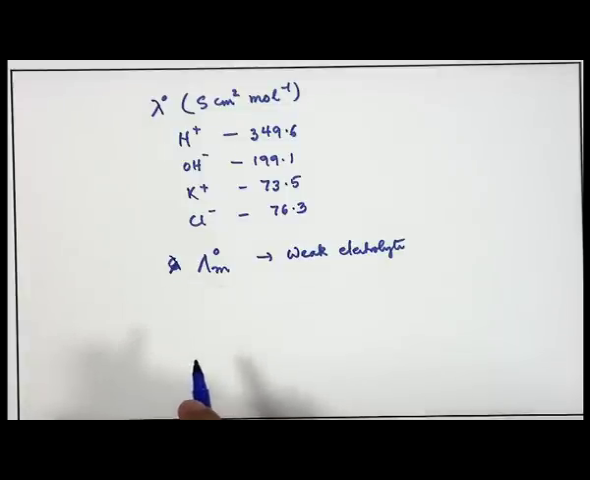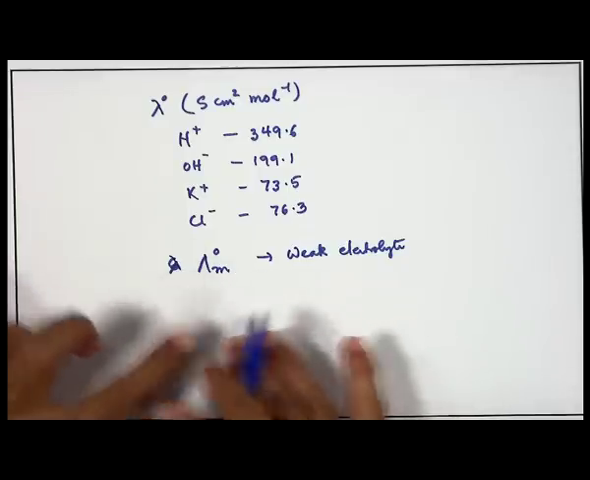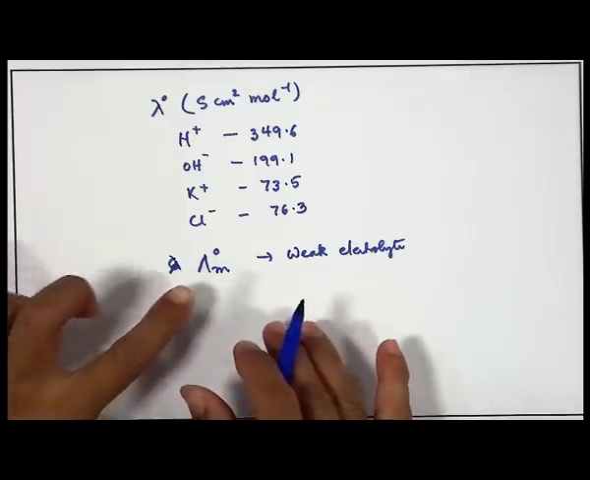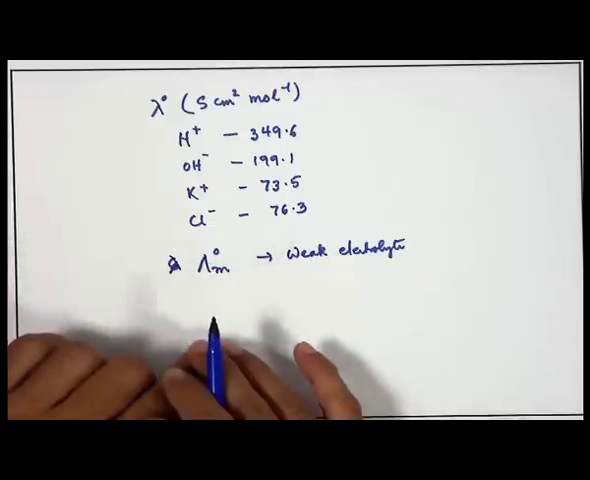So, this much for today. We will take up how to make use of this lambda m 0 for a weak electrolyte in finding out some important characteristic quantity of the weak electrolyte.